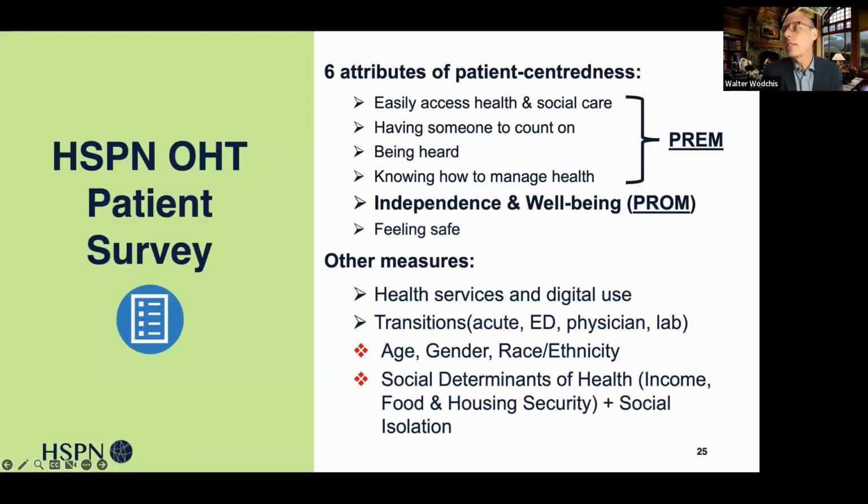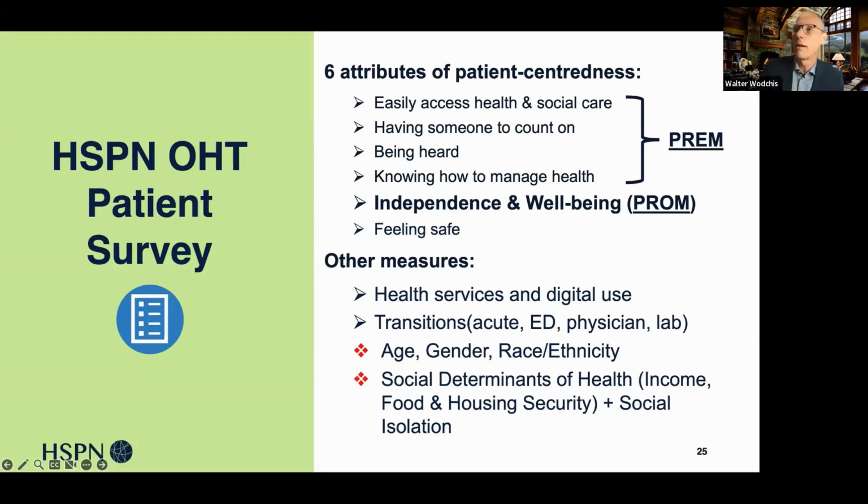So here, let's start looking into some of the data. I just want to give you a little bit of a flavor of what some of the population demographics are for Ontario Health teams. And now here are some of the areas from the patient survey. We have the 6 attributes of patient-centered care up top. And then we have other measures, including health services, transitions, as well as these highlighted at the bottom, some of the measures that we're interested in as it relates to equity.